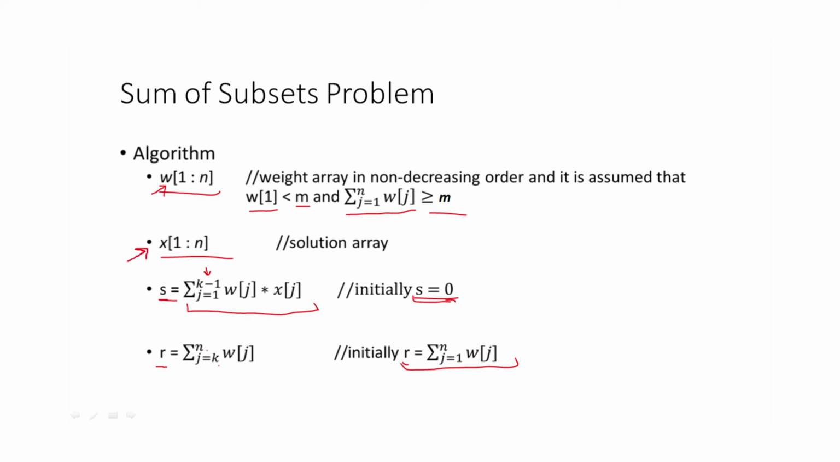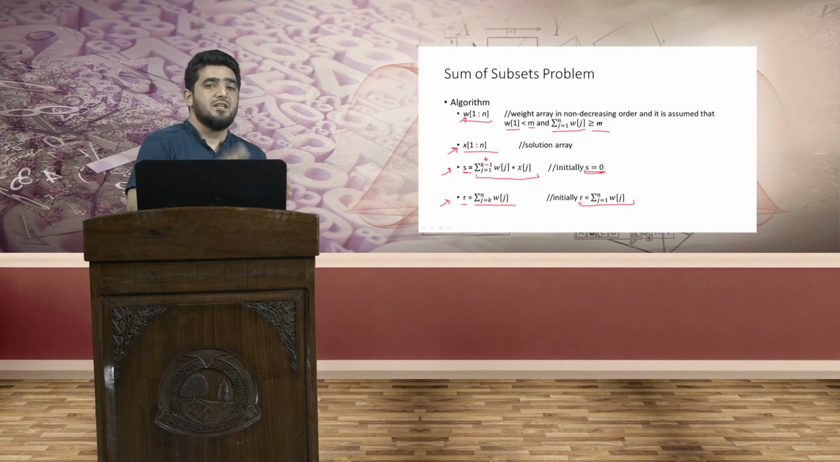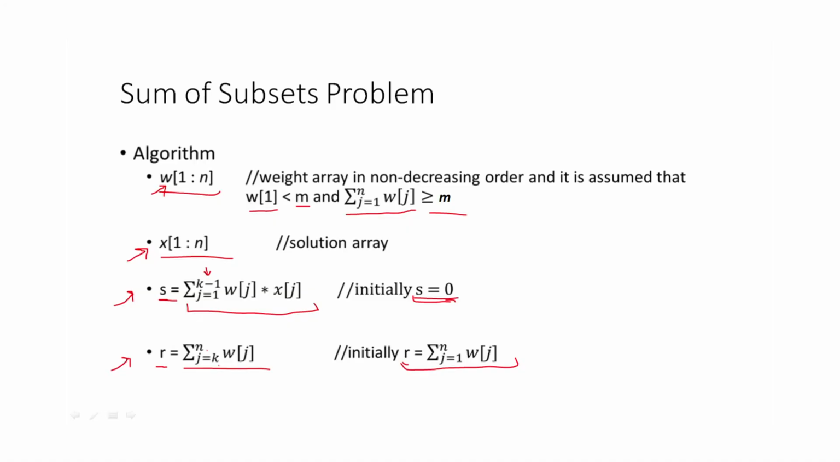This is where the solution will be stored. Similarly, S would store the sum of the weights so far that we have considered. R would be storing a value which tells us the sum of the remaining weights. So if k minus 1 is the level at which we have taken a decision, from k to n we are considering the remaining sum that we will refer to as R.